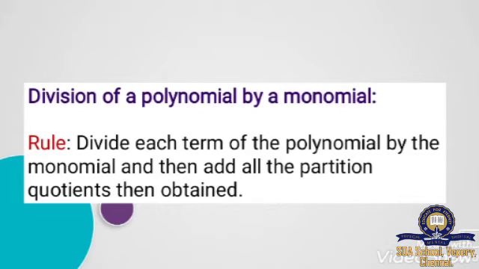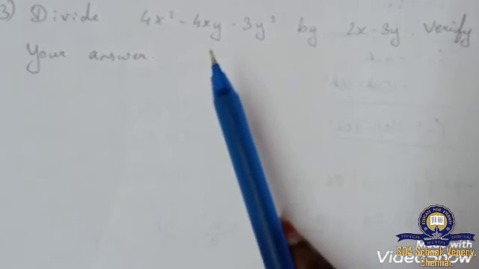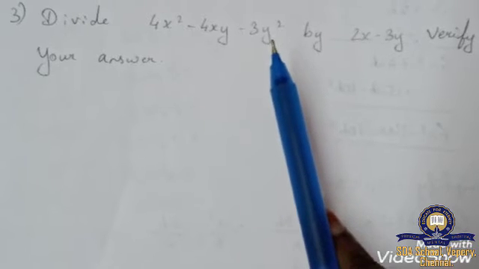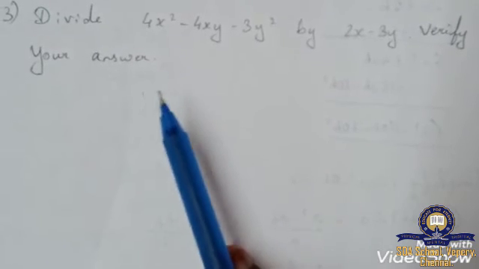We are going to see division of a polynomial by a monomial. It has a rule which is nothing but: divide each term of the polynomial by the monomial and then add all the partial quotients obtained. Let's see an example. Next we are going to divide 4x square minus 4ax minus 3y square by 2x minus 3y. Verify your answers.